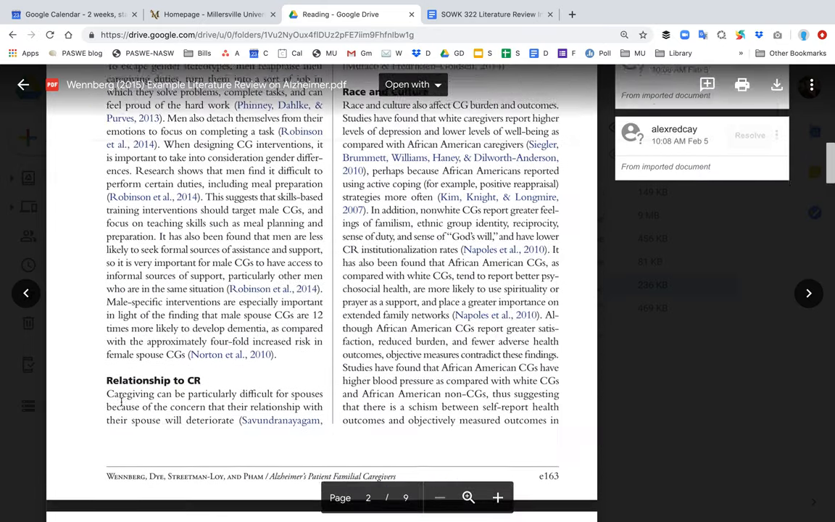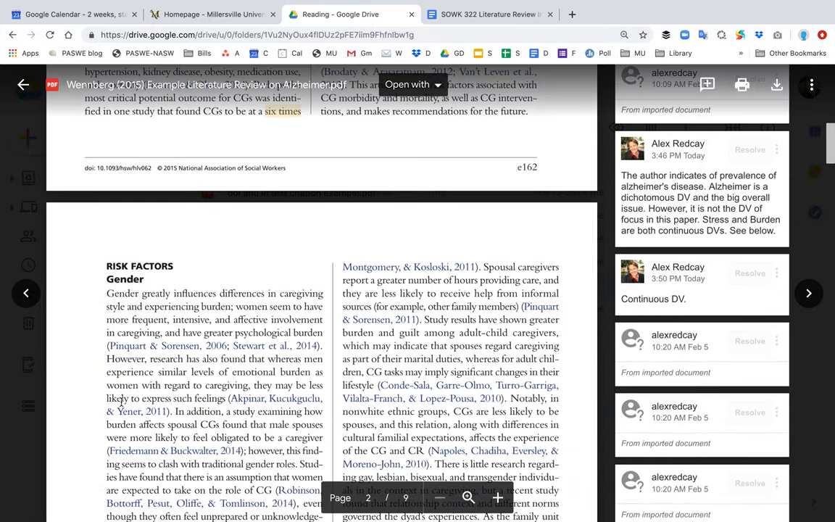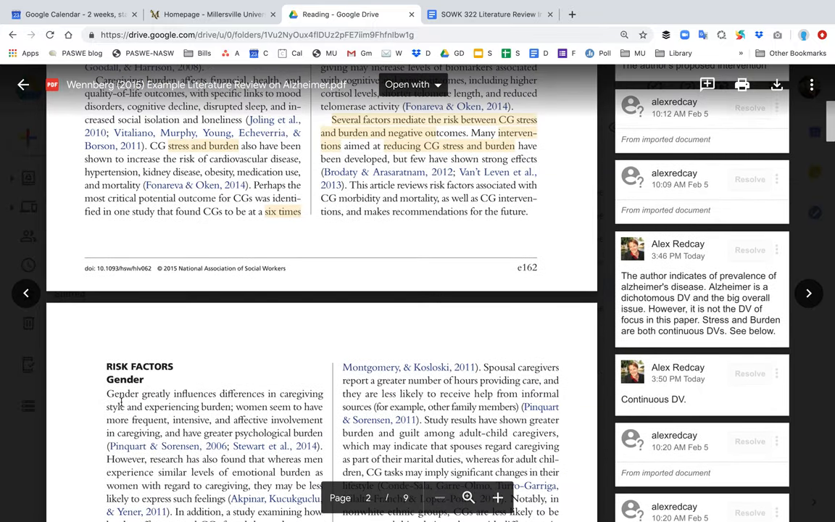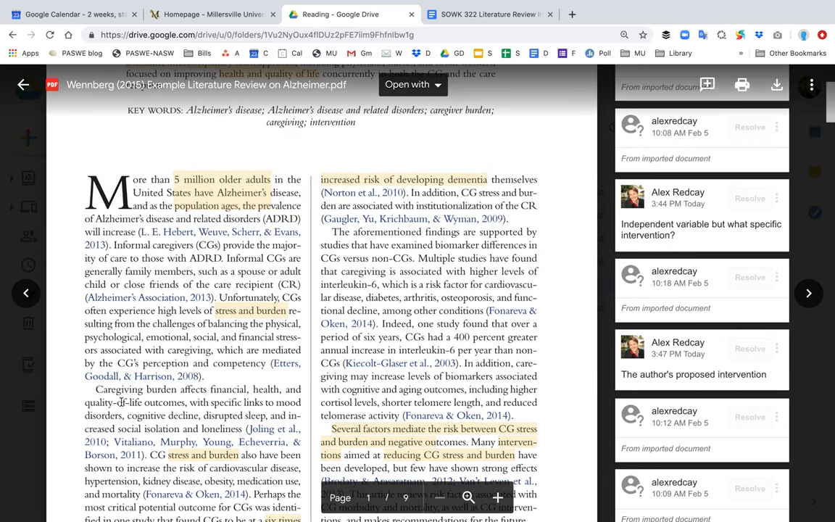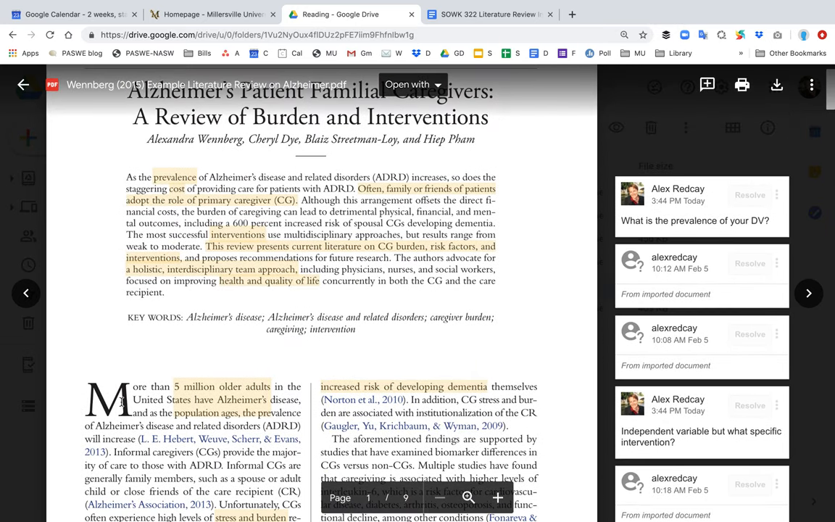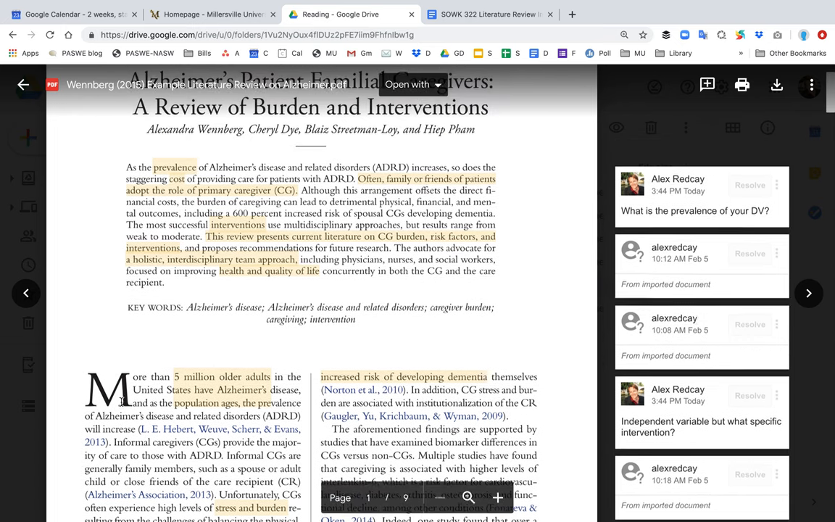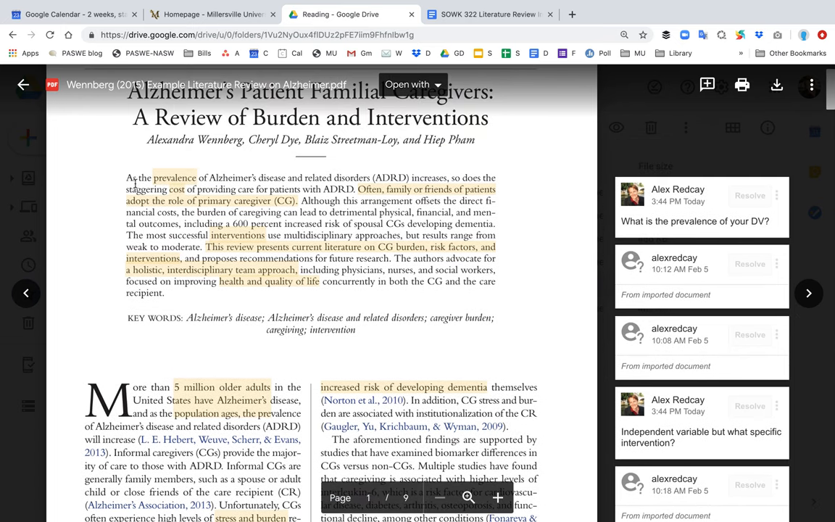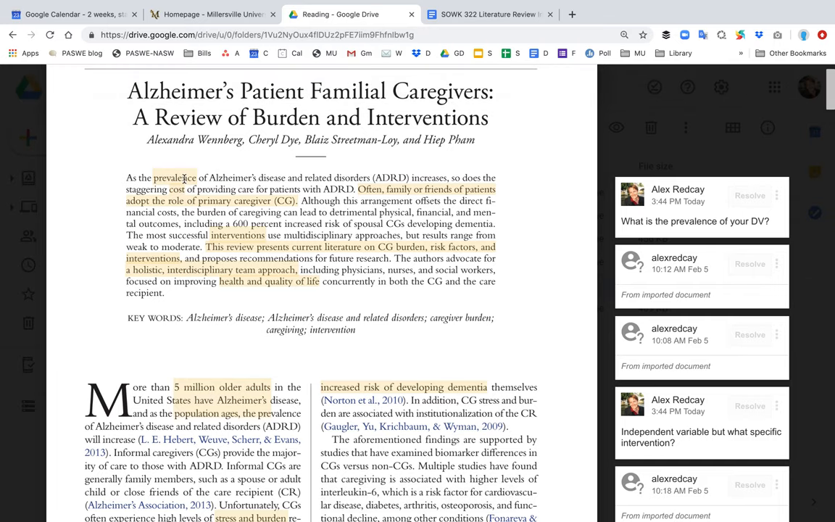But what I want you to focus on right now is before risk factors. So it's literally just page one here. That is the article's abstract and then introduction. So let's go through the abstract. One of the first things that you're going to need to figure out for your DV is what is the prevalence?